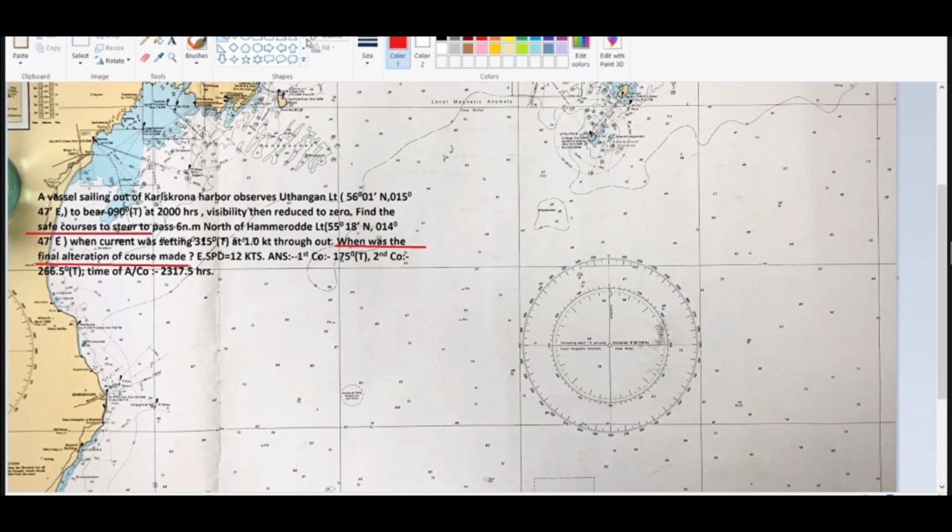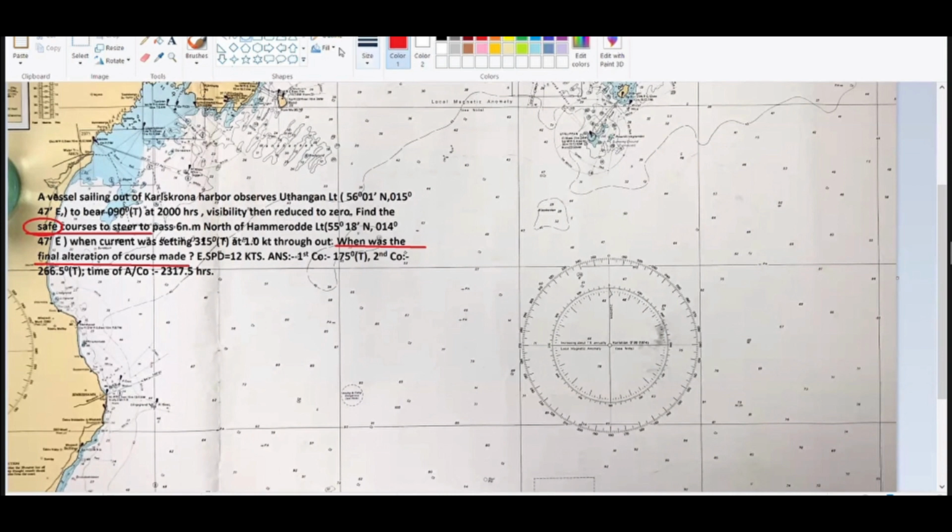Remember, this word safe is very, very important. There are so many possibilities, and out of that, which one is safest? Only one position line is given at the beginning. Sailing out of the coil schooner, all these are not very important.